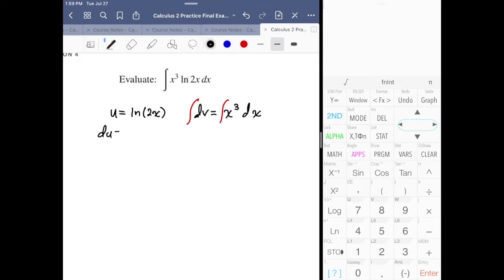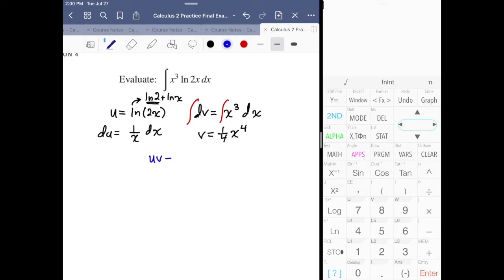All right, so du, ln of 2x, you can look at it a couple different ways. It's 1 over 2x times 2, or you can split it off and say this is ln of 2 plus ln of x. This is constant, so that goes to 0. ln of x is 1 over x, so 1 over x dx. Now v is going to be 1/4 x to the 4th. It was originally a power relation. It's still a power relation. Didn't make things more complicated.